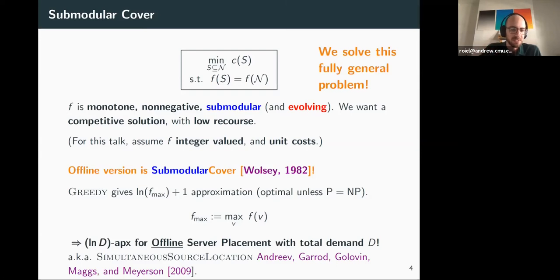So already this gives a log D approximation for the offline version of the server placement problem that I talked about, where D is the total demand in the system. And this problem is known as the simultaneous source location problem. It was introduced by Andrews, Garg, Golovin, Maggs, and Meyerson.